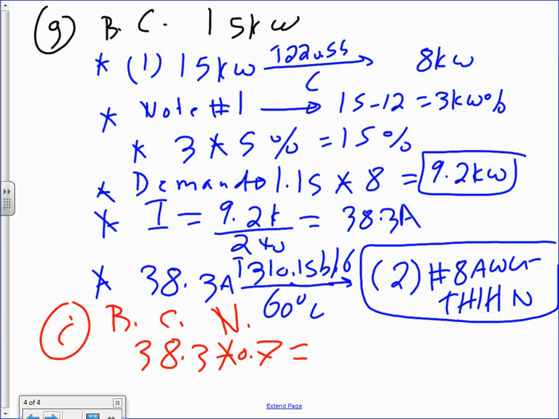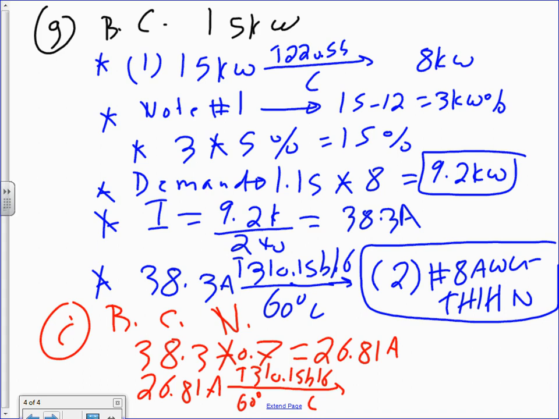And then from here, 26.81 amps. Take it to the same table, table 310.15 B16 under the 60 degree Celsius column. That will get you one conductor, number 10 AWG THHN.